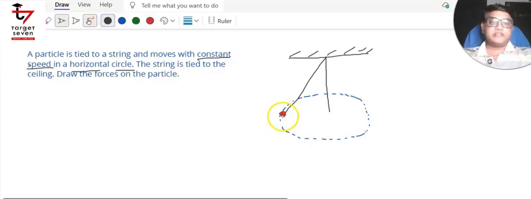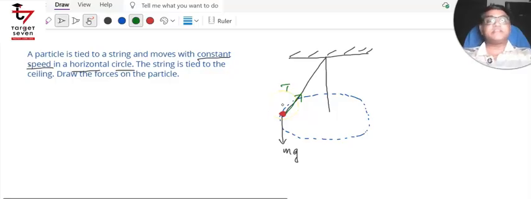Needless to mention, there is going to be a gravitational force, that is our mg. And since the particle is hung onto a string, there is going to be a tension T as well. Whatever has been asked in the question, we were able to already represent that.